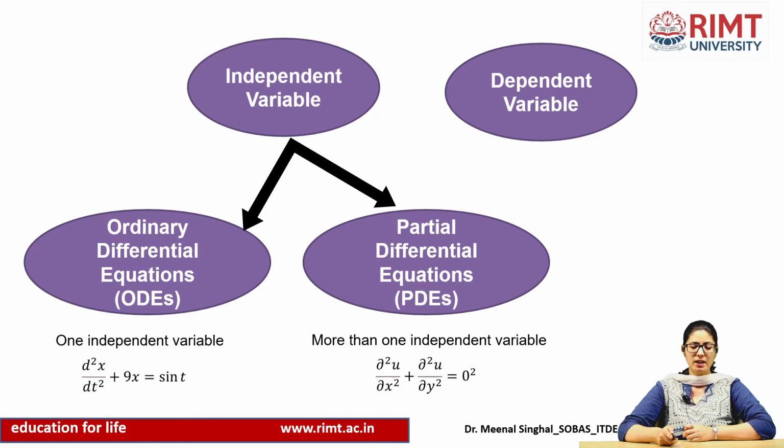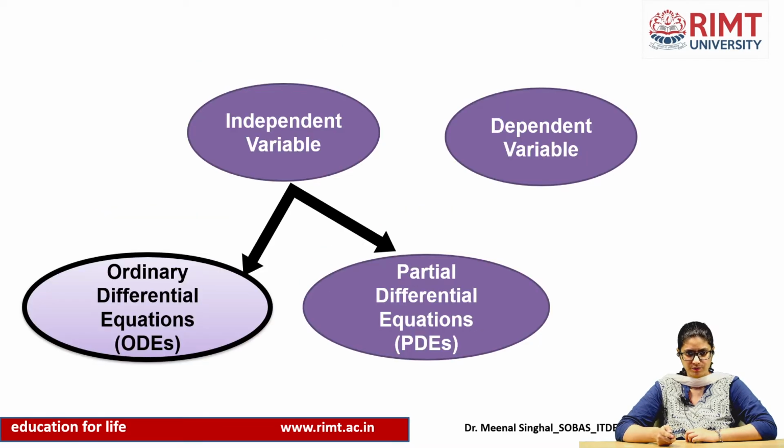So, in that case you have del 2u by del x2 plus del 2u by del y2 is equal to 0, right. Here u in the second equation is the dependent variable, and the independent variables in the second equation are x and y. In the first equation, the dependent variable is x and the independent variable is t. So, you should differentiate between these, and based on that you have ordinary and partial differential equations. Here we shall be focusing on ordinary differential equations.